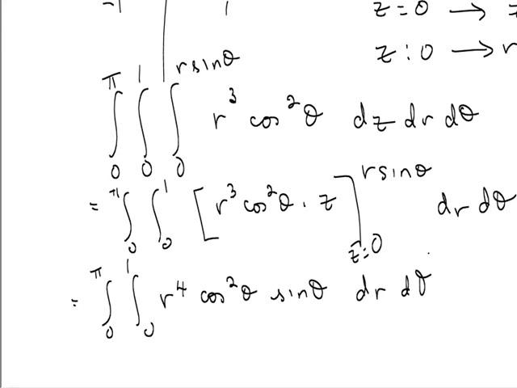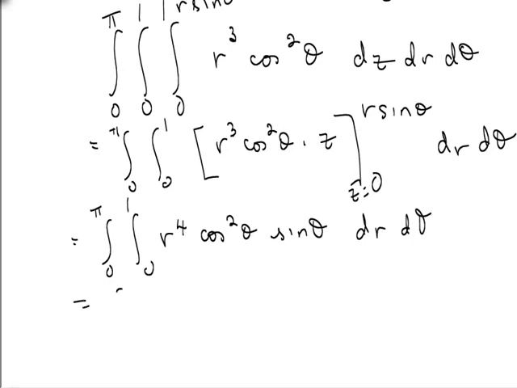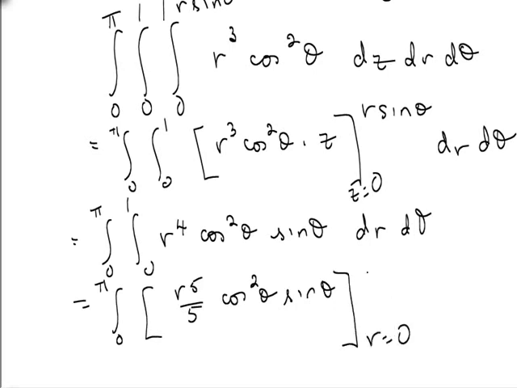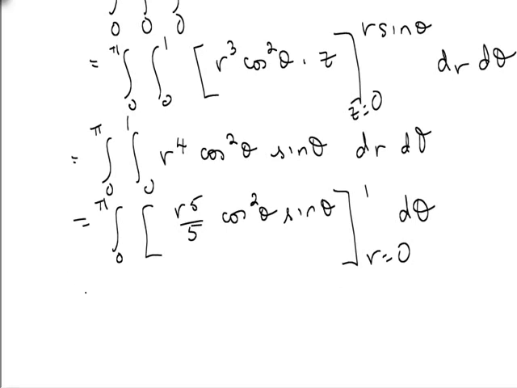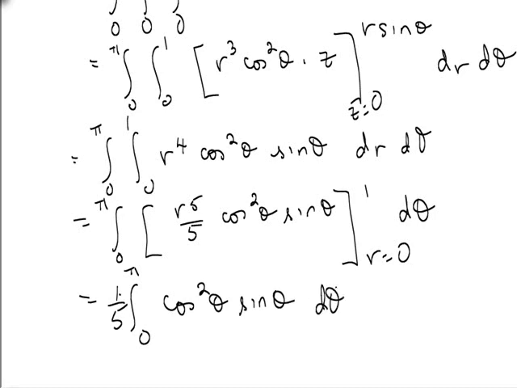Now, let's integrate with respect to r. So from 0 to pi, this becomes r to the 5th over 5 cosine squared theta sine theta from r equals 0 to 1 d theta. Substitute, you will get 0 to pi. When you put the 1, that's 1/5. I'm going to put it outside the integral. And so inside you have cosine squared theta sine theta d theta.